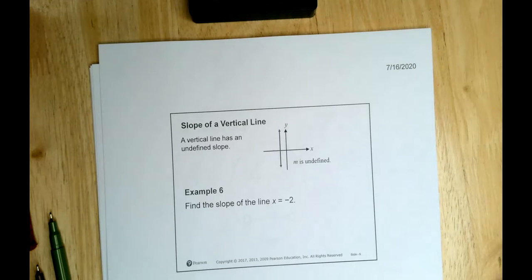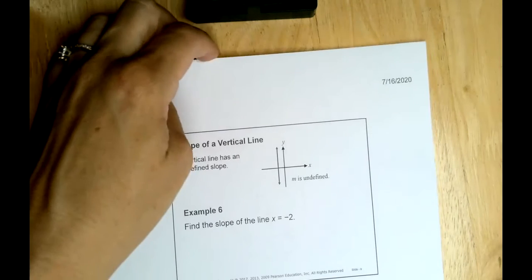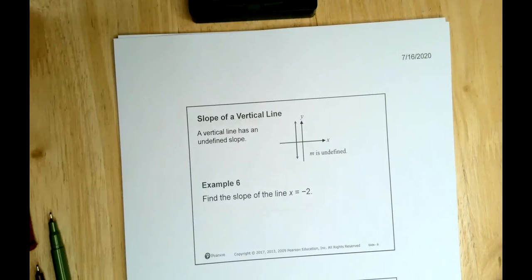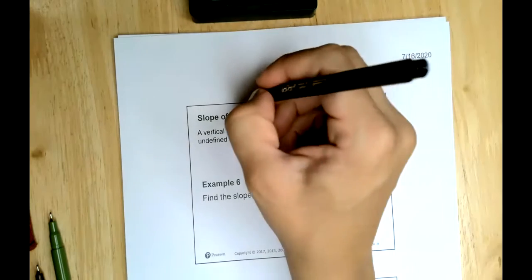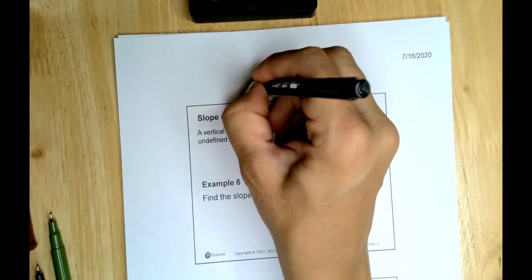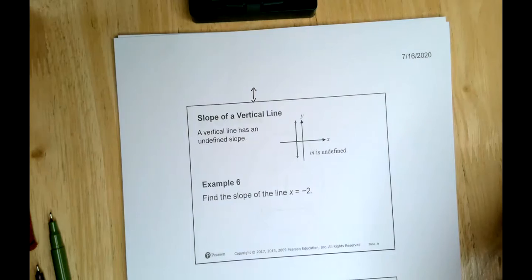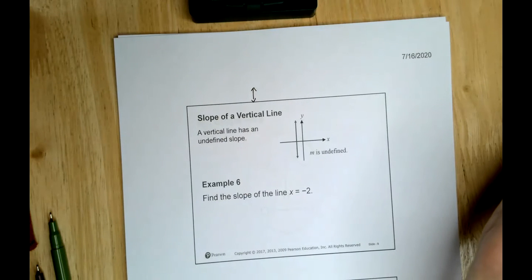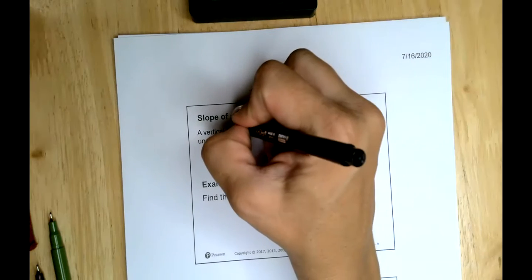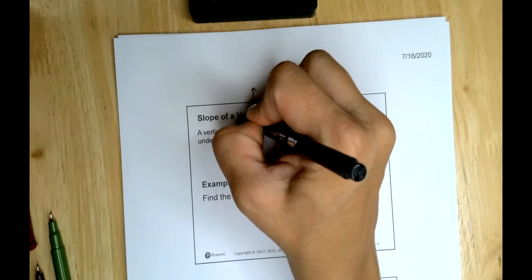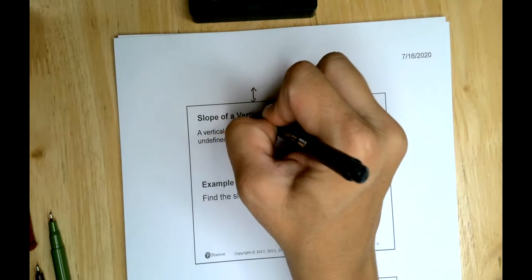Vertical lines. The slope of a vertical line. A vertical line, I keep putting papers on the stack and they keep falling. That's that sound. Vertical means up and down, okay? A vertical line has an undefined slope. Okay?